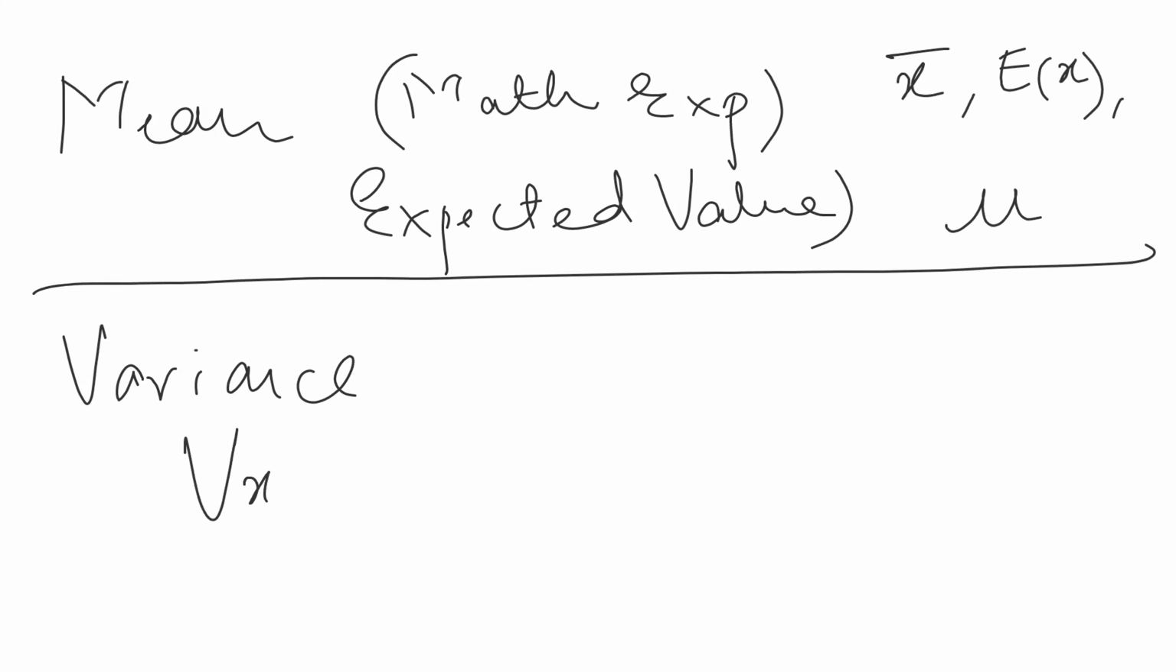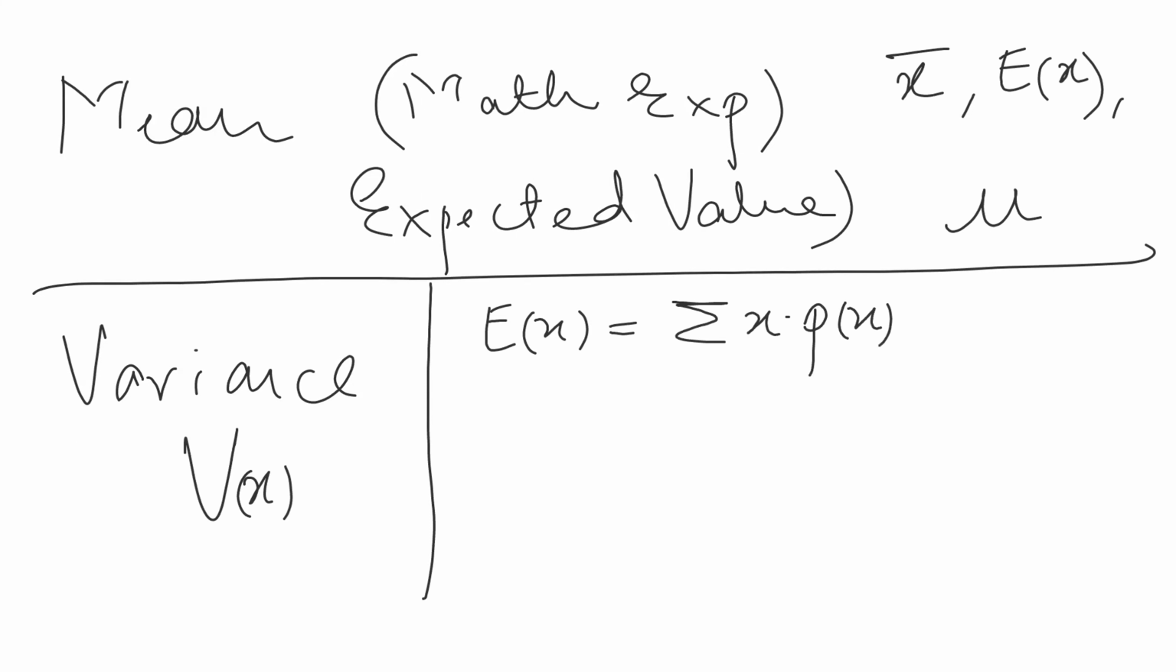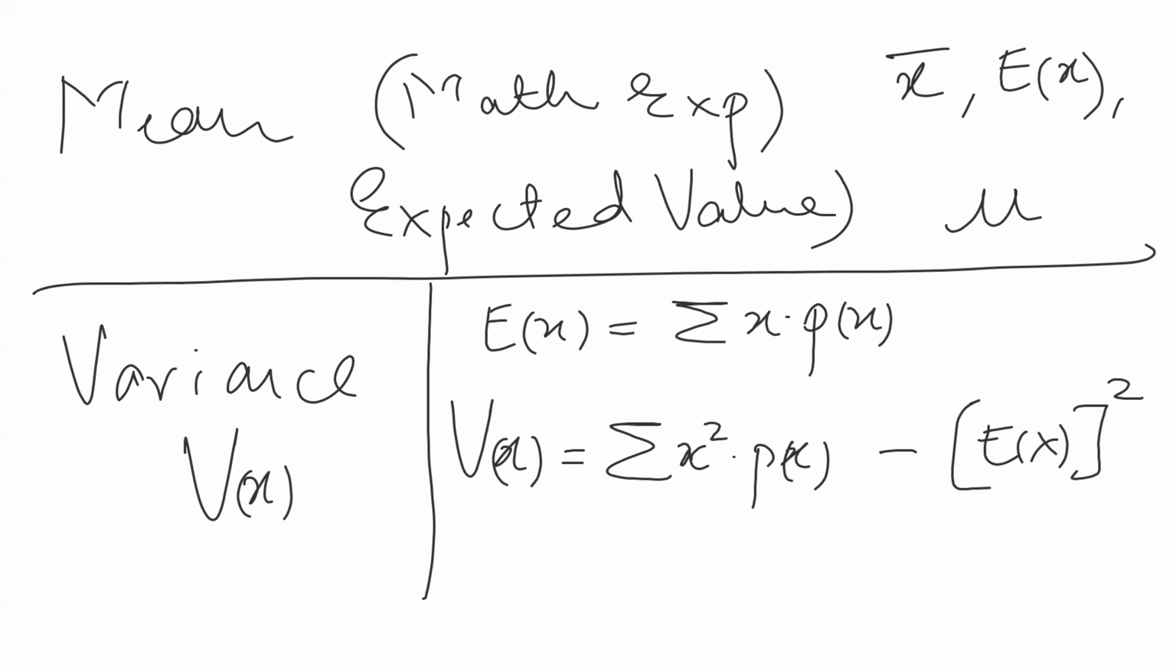Variance of x. Yes, we'll have to learn the formula directly. Now, both the formulae I will give you. First of all, expected value, that is the mean, is nothing but summation of x into p of x. And variance of x will be summation of x square into p of x minus expected value square.